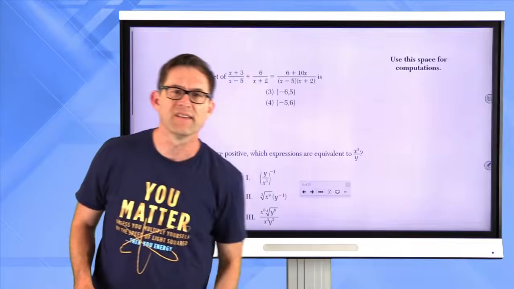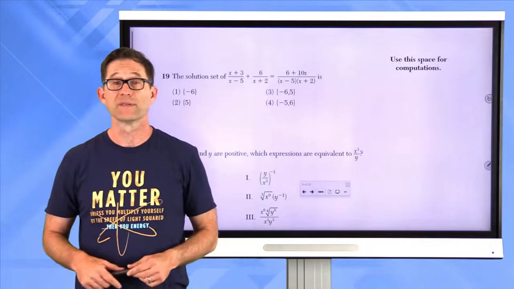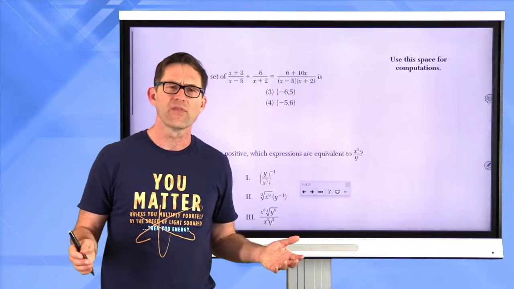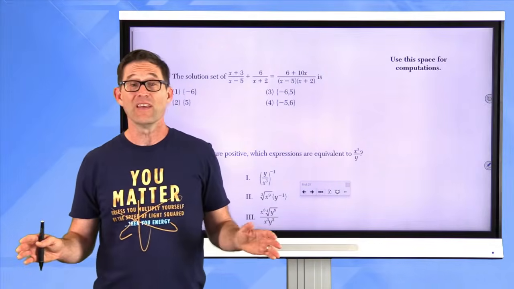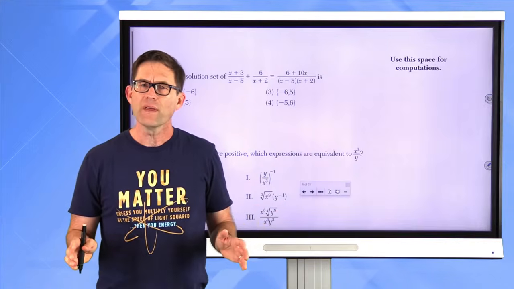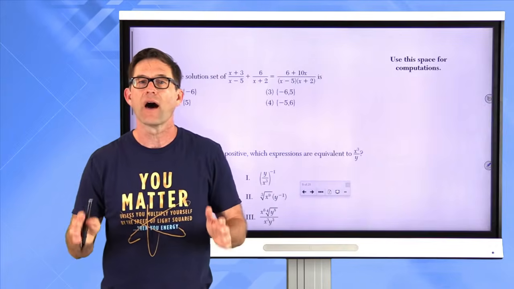All right, number 19. The solution set of (x+3)/(x-5) + 6/(x+2) = (6+10x)/((x-5)(x+2)) is which of the following? Well, one of the things that's kind of cool about this problem, even though it's a rather lengthy multiple choice problem, not as bad as the regression one, is that you should certainly be able to tell some choices here that absolutely cannot be correct.